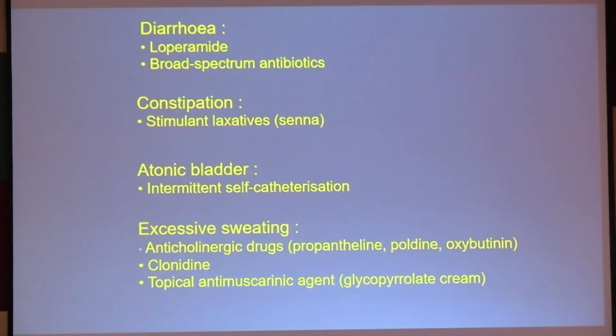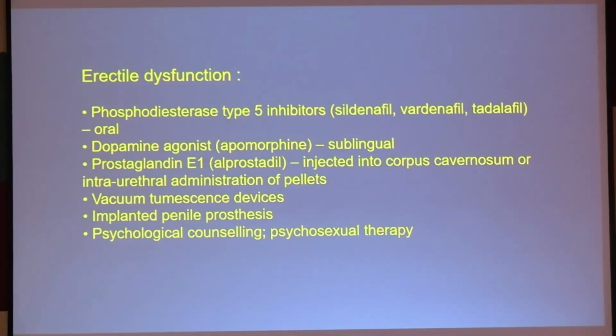Constipation: purgative or stimulant laxative. Atonic bladder: intermittent self-catheterization. And lastly, excessive sweating: anticholinergic drugs, propantheline bromide, oxybutynin or clonidine, topical anti-muscarinic agent. Erectile dysfunction: phosphodiesterase inhibitor like sildenafil, tadalafil, etc. or other devices like vacuum devices.